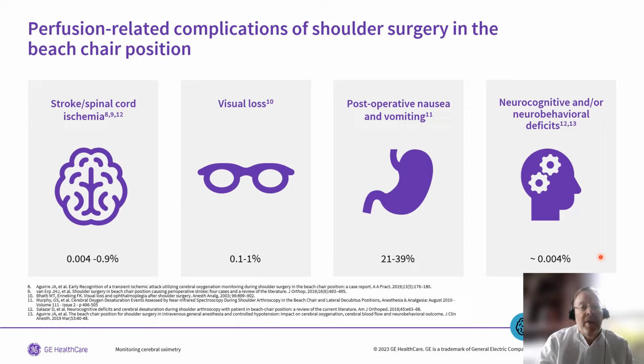Further, there's a higher incidence of postoperative nausea and vomiting in these patients than others, and it's postulated that occult brain ischemia, particularly to the areas of the brain that are involved with nausea and vomiting, may be related to the higher incidence of postoperative nausea and vomiting.